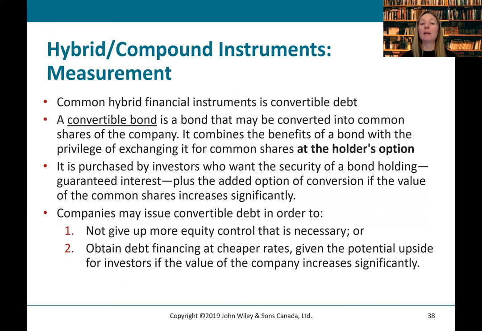The most common hybrid financial instrument is convertible debt. So a convertible bond is a bond that may be converted into common shares of the company, or possibly preferred shares. It combines the benefits of a bond with the privilege of exchanging it for common shares at the holder's option. Convertible debt is often purchased by investors who want the security of a bond holding, a guaranteed interest, plus the added option of conversion if the value of the common shares increases significantly.